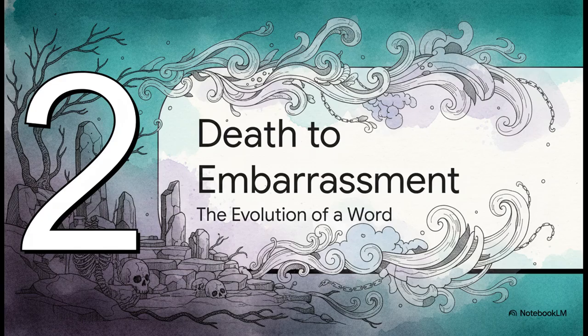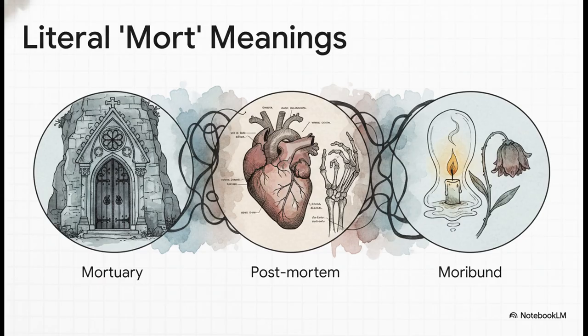Okay, but how in the world does a word that means something so literal, so physical, end up describing something like our feelings? This is where the story gets really cool. So let's start with the obvious, literal meanings. You've got mortuary, a place for the dead, a post-mortem exam, that happens after death. And if someone is moribund, they're in a dying state. See? All very direct, very physical.